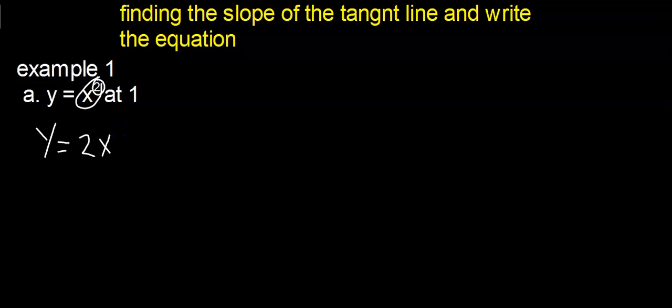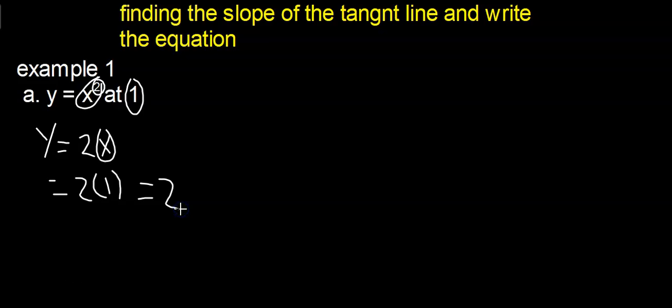So it becomes 2x. This is actually a derivative lesson, but if you don't have any idea about the derivative, I have a lot of videos on that. You can watch those videos. But this is how you derive this x squared. And then to get the slope, I'm going to substitute this 1 in the x spot. So it becomes 2 times 1, and 2 times 1 is 2. So this 2 will be my slope. Now I found the slope.